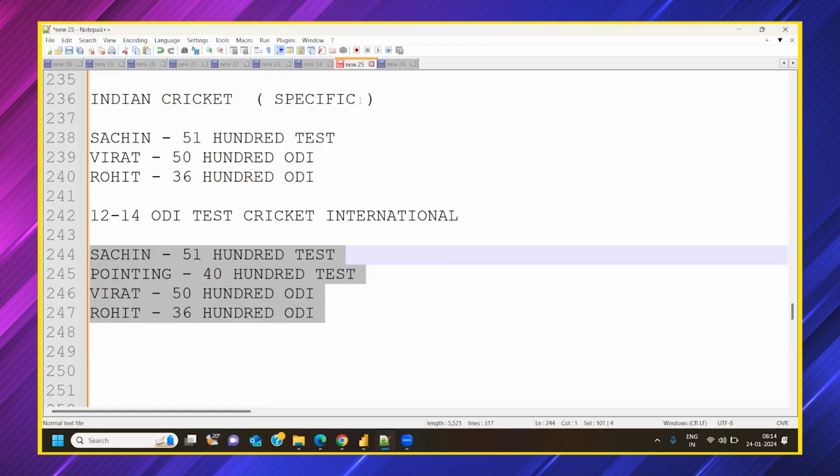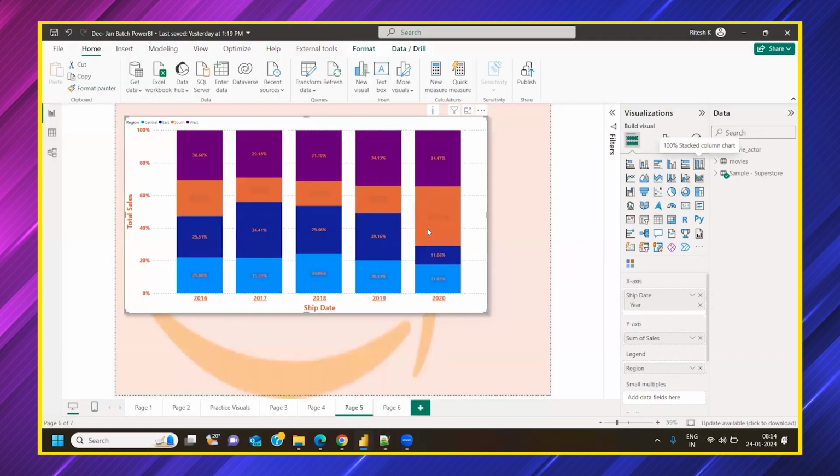If it is specific to one set, one level, one organization or one team, always go with the 100% stacked column chart or stacked bar chart. This is individual-level performance. Whereas if you want a complete aggregate, you have to go with the pie chart.